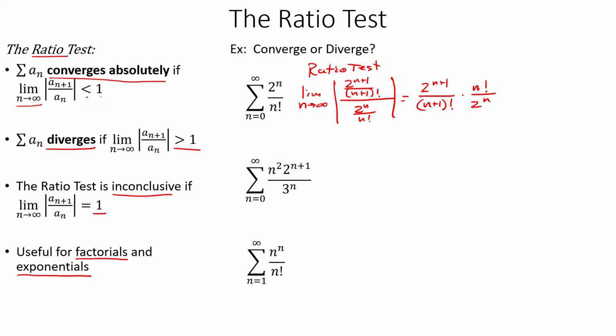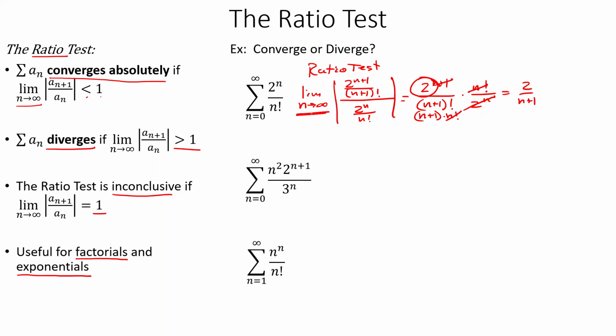So now we can just try and cancel out stuff. This 2 to the n is going to cancel out with this 2 to the n, and it's going to leave us with just a 2 on top. There was one more of them on top. With the factorials, n plus 1 factorial means n plus 1 times n factorial. And then those n factorials are going to cancel out. So what we're left with is 2 over n plus 1.